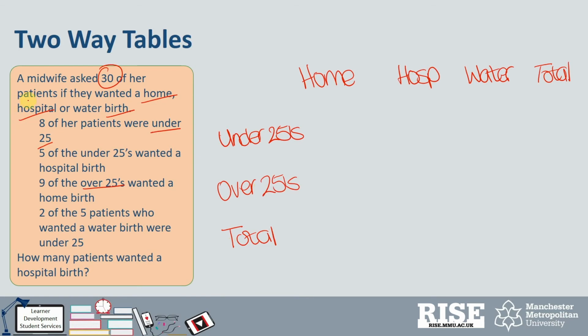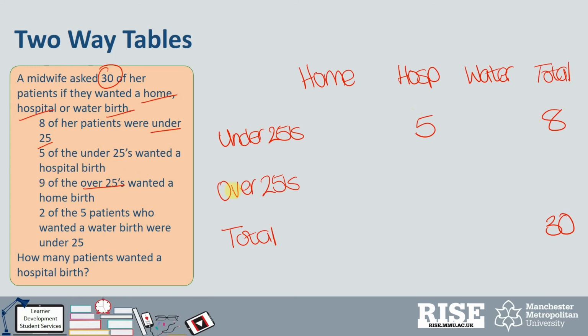I know that there's 30 patients that she asked. So my total for my whole table is 30. So the total column and the total row is 30. 8 of the patients are under 25. So the total of the under 25s is 8. 5 of the under 25s wanted a hospital. So 5 under 25s in the hospital column.